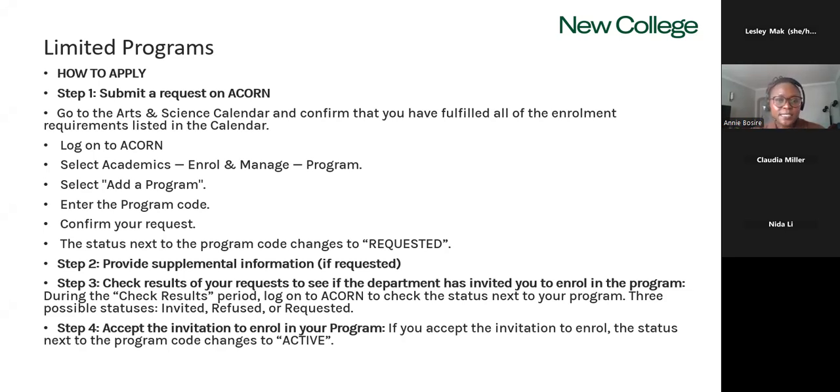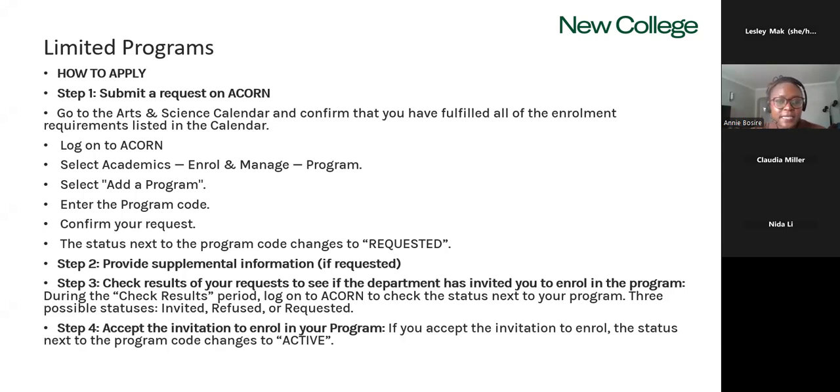You'll see 3 types of statuses during those periods. One is invited. When you see invited, it means that you have been offered admission to this program and you can move on to the next step. The second possibility is refused. This means that you've been denied admission into the program and you may need to enroll in alternate programs to ensure you're in the appropriate combination for your degree. And lastly, you could see requested. That means check back again. Your program request is being processed by the department.